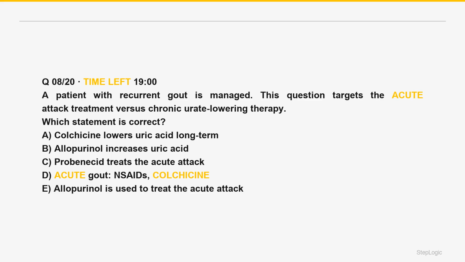Which statement is correct? A patient with recurrent gout is managed. This question targets acute attack treatment versus chronic urate lowering therapy. Read the command. Which gout management statement is correct? Acute is NSAIDs or colchicine or steroids. Chronic is xanthine oxidase inhibitors, allopurinol or febuxostat, or probenecid. Don't change urate lowering during an acute attack.